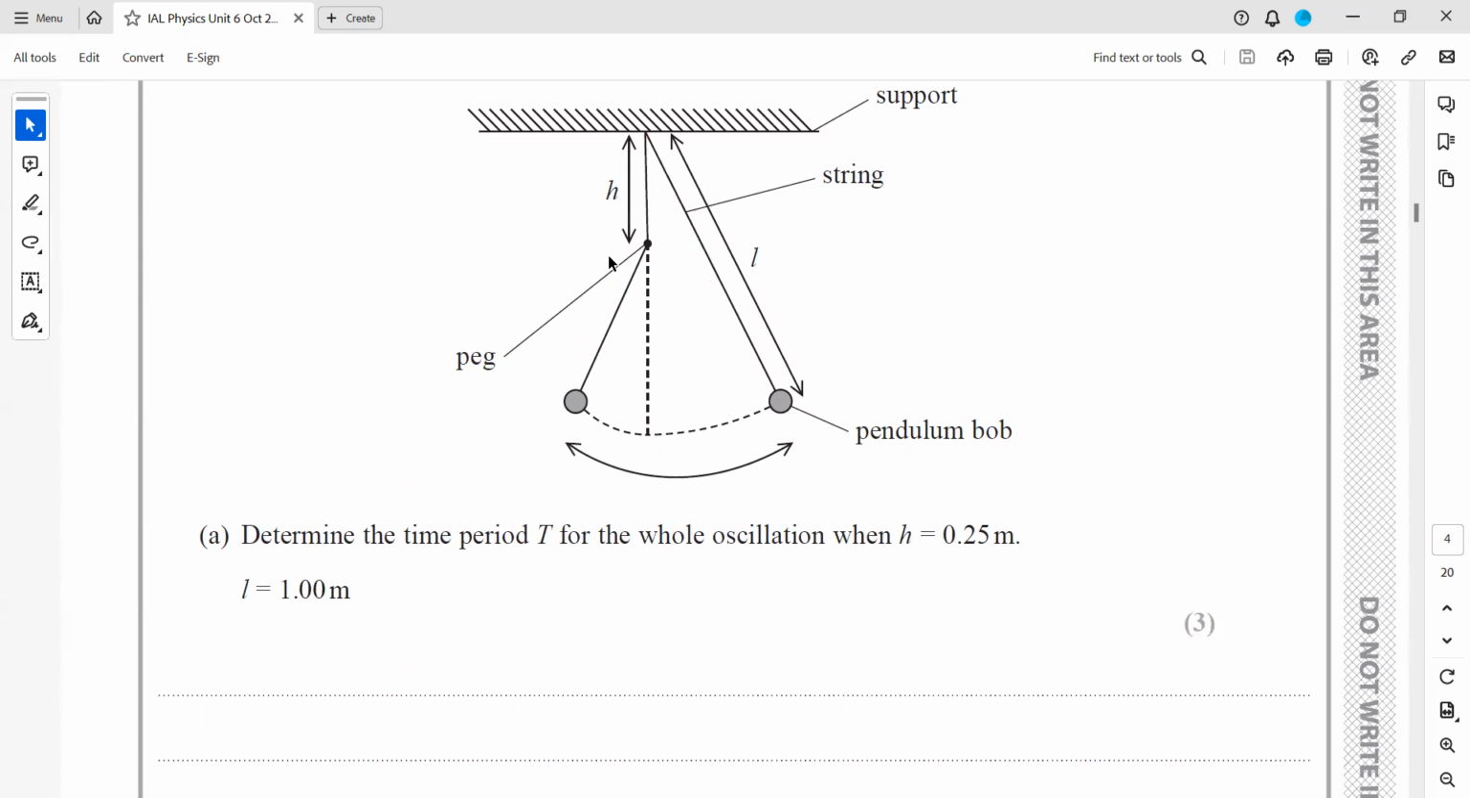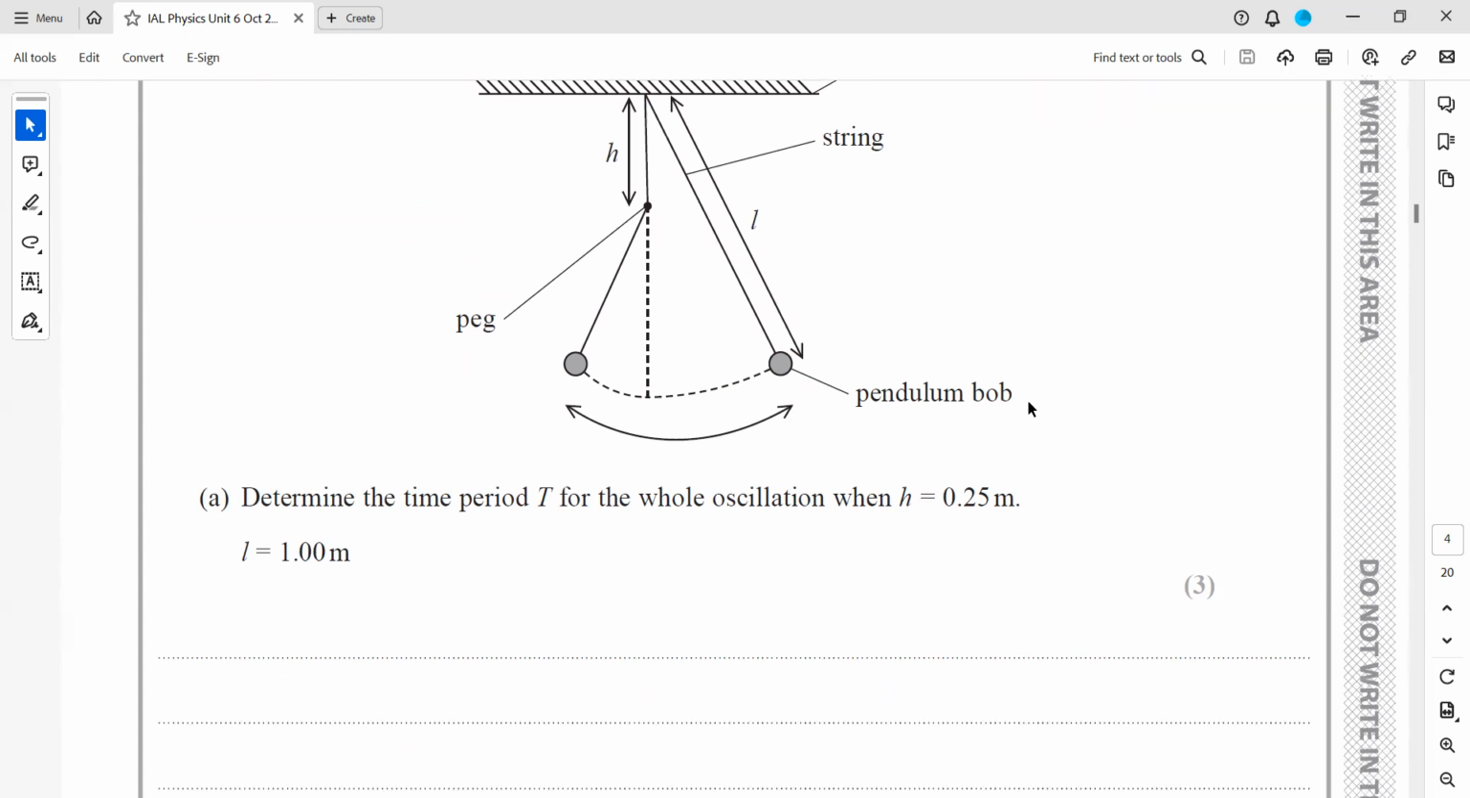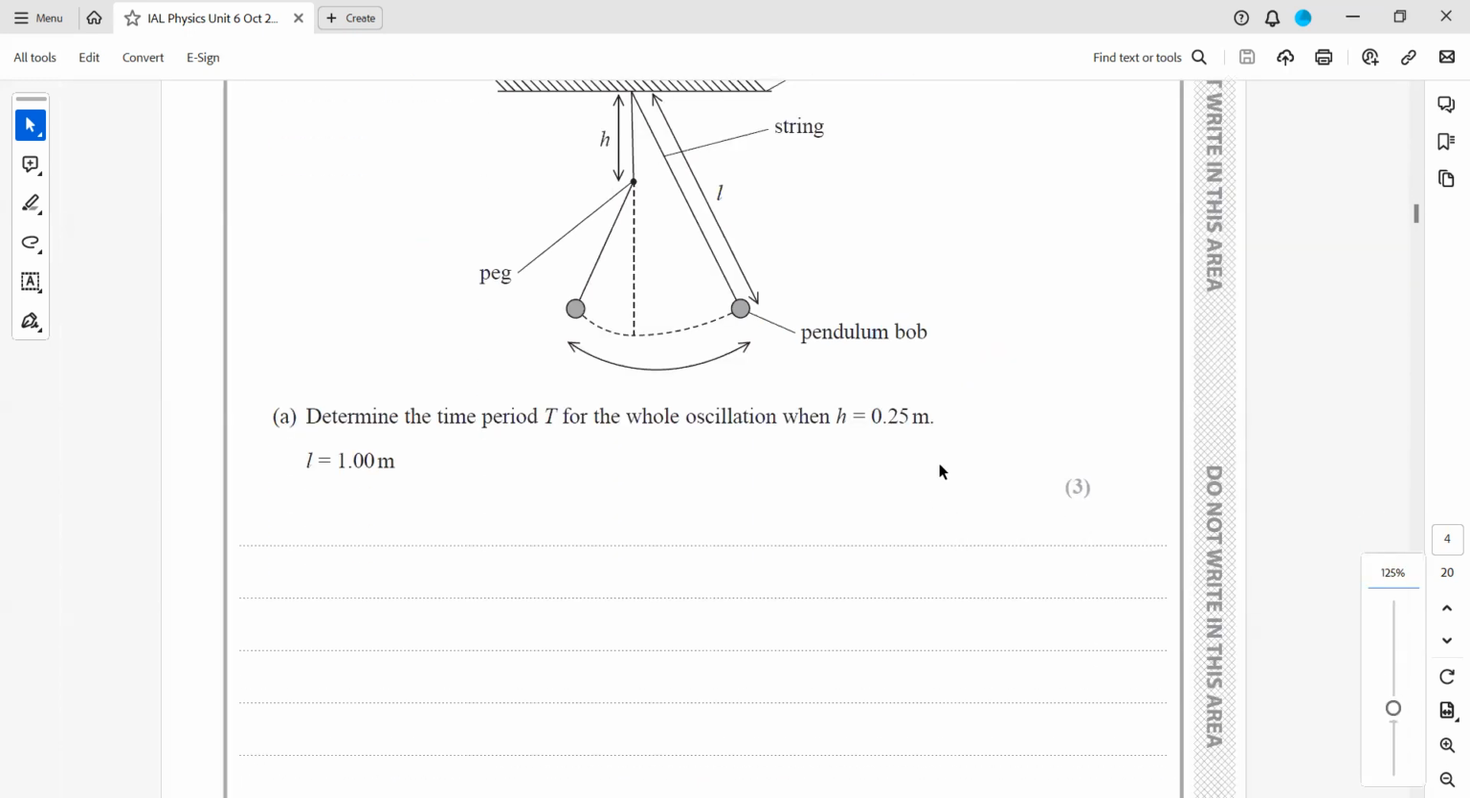Determine the time period T for a whole oscillation, where h is 0.35 and the length L is 1 meter. So how can we determine the time period? The height is given, the length is also given. The formula which we use to calculate the time period T is equal to 2 pi under root L over g. To calculate the time period of oscillation of a simple pendulum, T is equal to 2 pi under root L divided by g.